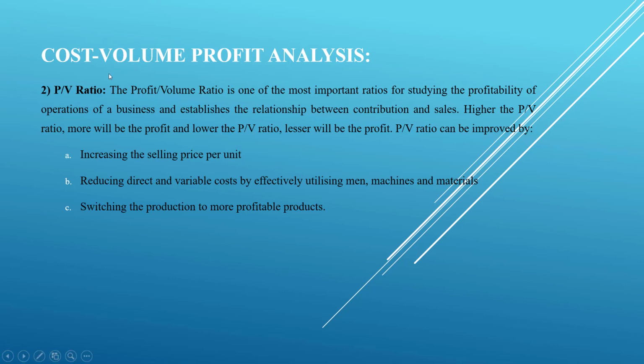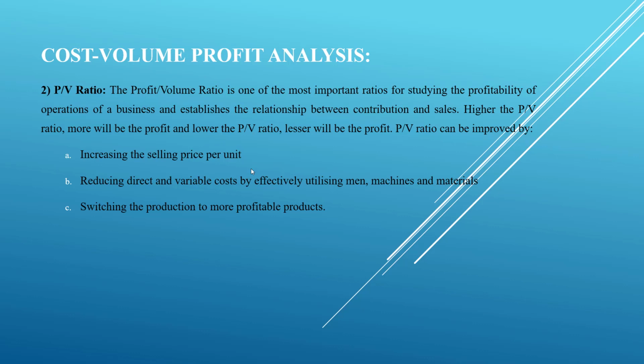and if we divide that contribution by the sales, we get the PV ratio. Now we have to keep in mind that whenever the PV ratio is more, the profit will be more, and whatever PV ratio we get, if it is less, then the profit will automatically be less. Now how can this PV ratio be improved? The PV ratio can be improved by increasing the selling price per unit. If we sell one unit of a particular product and the selling price is more, then by increasing the selling price we can get a higher PV ratio.